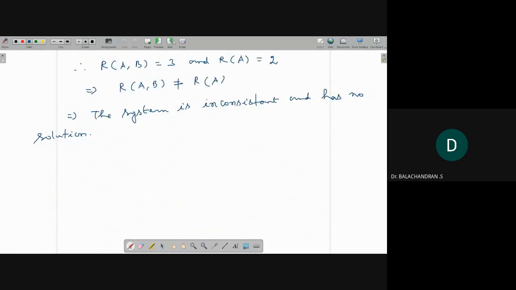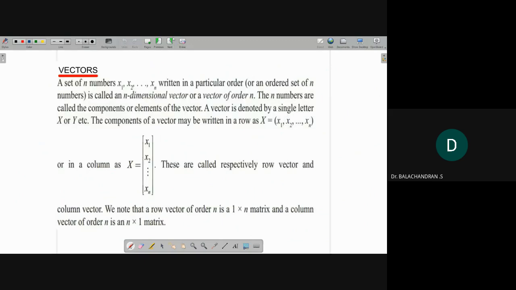Okay. Next topic, I'll go to the next topic: vectors. So here we are going to discuss linearly dependent and linearly independent vectors. Okay. So first I will define the basic concepts.